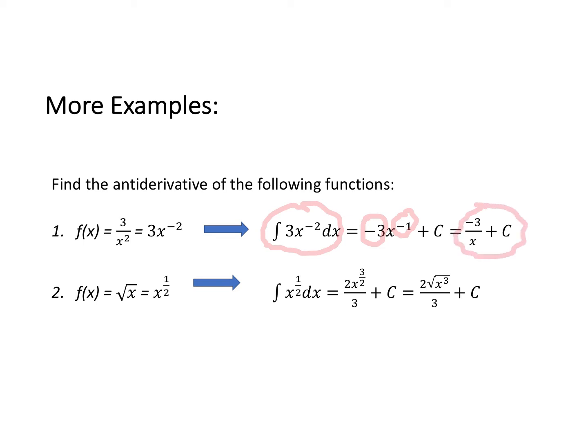The other one, x to the 1/2, we're going to add 1 to the exponent 1/2, so that becomes 3/2. We're going to divide by that new exponent 3/2, which is the same thing as multiplying by the reciprocal, or in other words, 2/3, and we're going to add c to it. We could rewrite that as simply 2 times the square root of x cubed over 3 plus c.